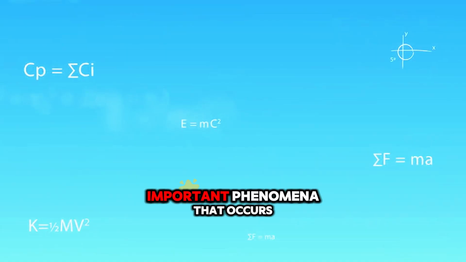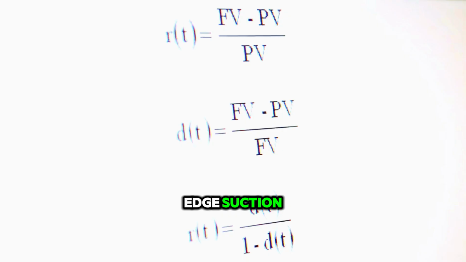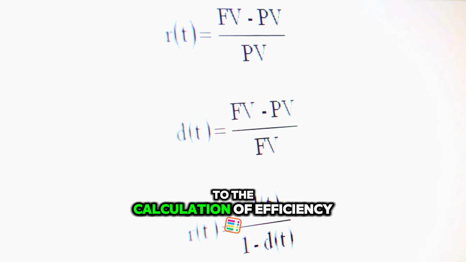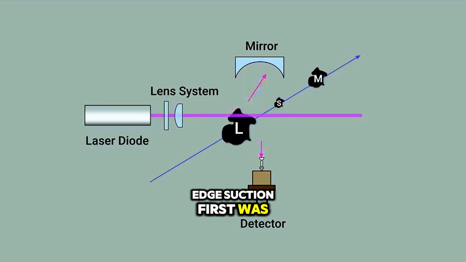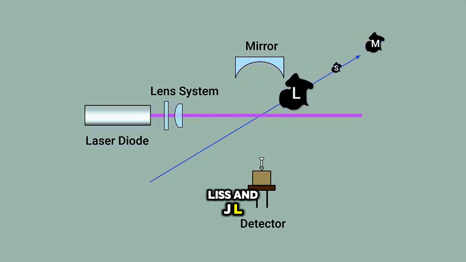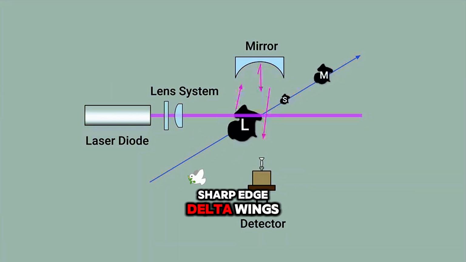One of the most important phenomena that occurs during insect flight is leading edge suction. This force is significant to the calculation of efficiency. The concept of leading edge suction first was put forth by D.G. Ellis and J.L. Stollery in 1988 to describe vortex lift on sharp-edge delta wings.